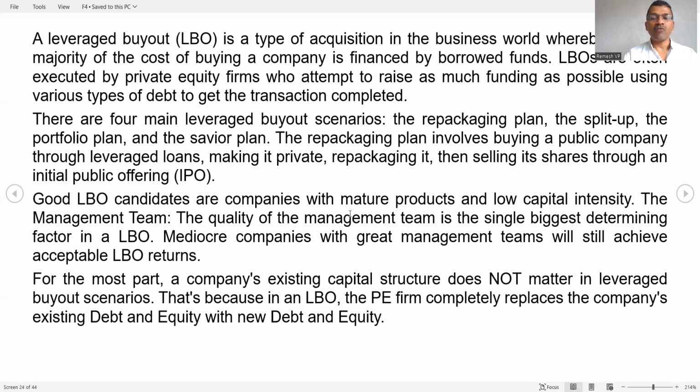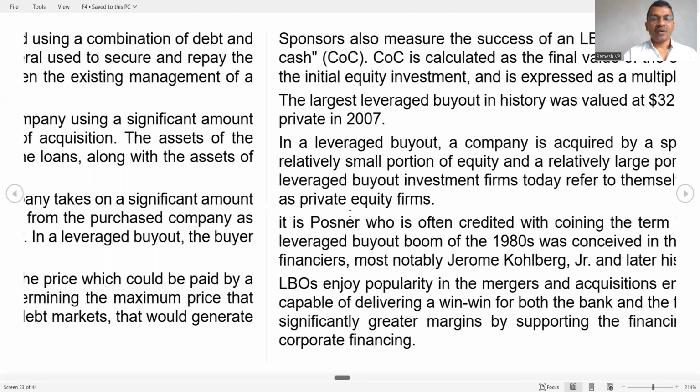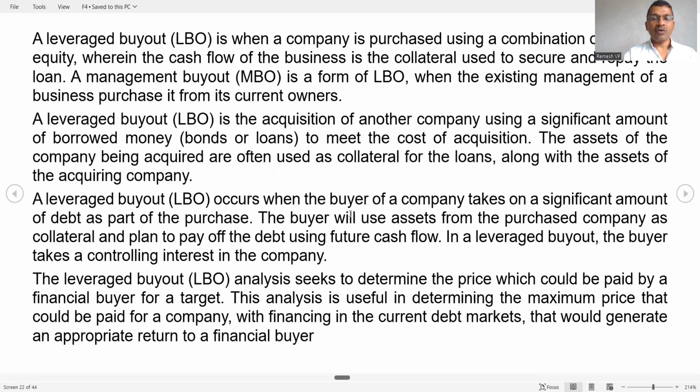It could also involve buying a public company through leveraged loans, making it private, repackaging it, then selling its shares through an initial public offering. Leveraged buyout is one aspect of it, and there is another called management buyout, which is a form of leveraged buyout when the existing management of a business purchases it from its current owners.